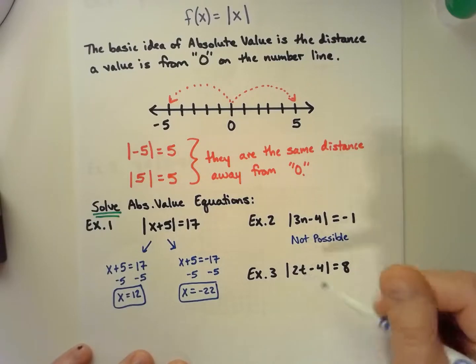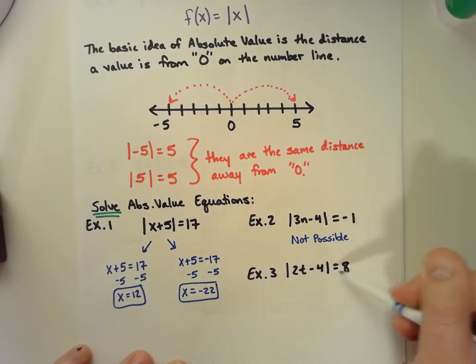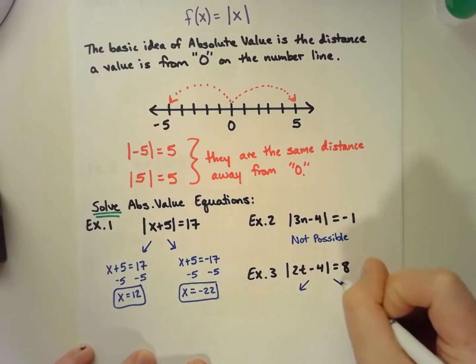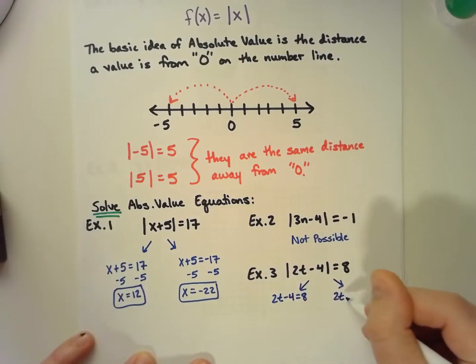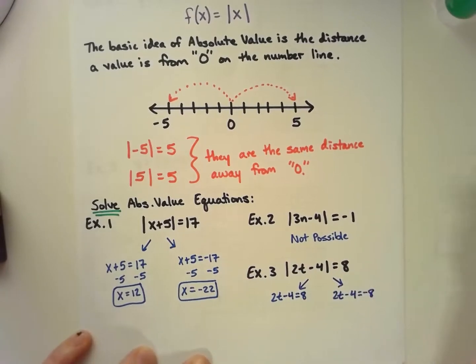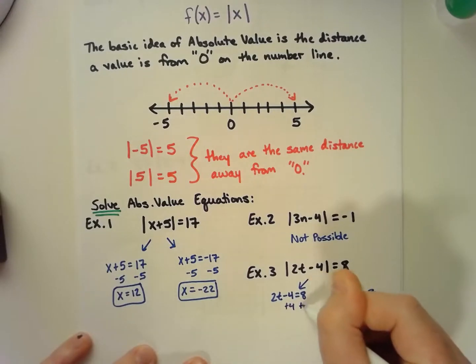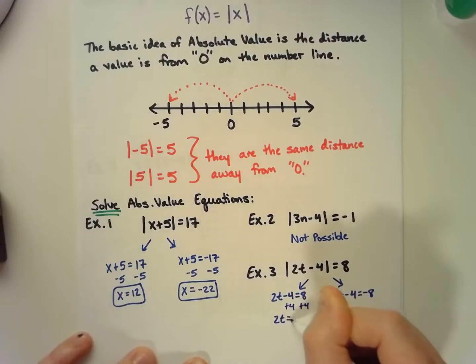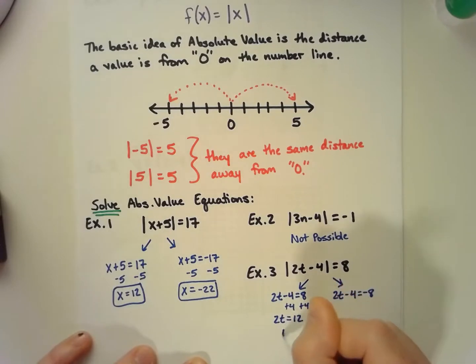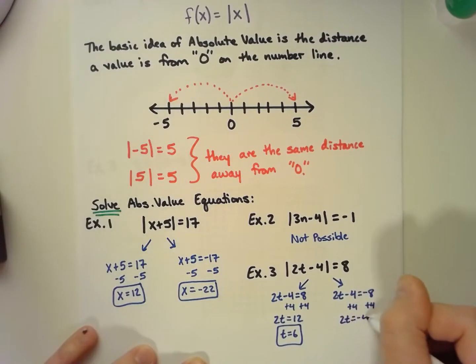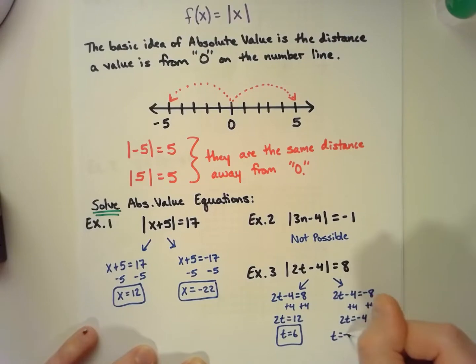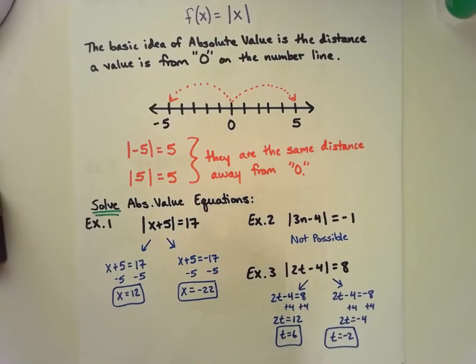Then let's look at one more of these regular examples that do work. So if we have the absolute value of 2t minus 4 equals 8, we need to set up two possibilities. 2t minus 4 could have been equal to 8, or 2t minus 4 could have equaled negative 8. And then we just have to solve. So if we add 4 to both sides, we end up with 2t equals 12. And then if we divide by 2, t would equal 6 as one of our solutions. And then on the right, if we added 4 to both sides, we get 2t equals negative 4. And if we divide by 2, t would equal negative 2 as our other solution.